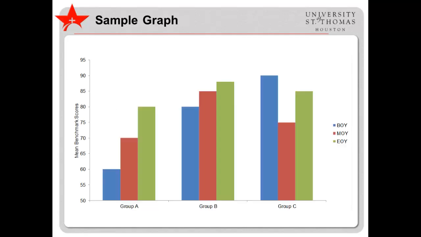Here is an example of a bar graph. In this graph, each group's average benchmark scores for the beginning of the year, middle of the year, and end of the year are represented as different colored bars. This allows quick and easy comparison within groups and across groups.